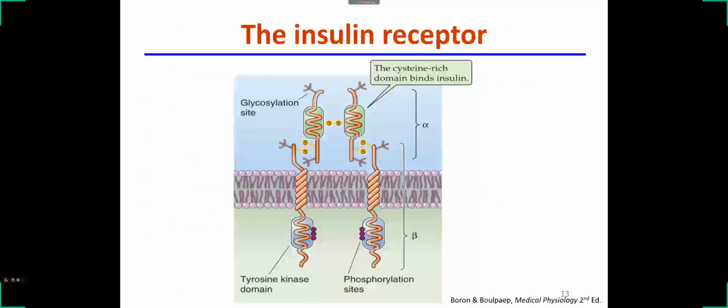As a reminder, the insulin receptor is a tyrosine kinase receptor. It has 4 chains, 2 alpha chains and 2 beta chains. Insulin binds on these cysteine-rich domains. You then get cross-phosphorylation and recruitment of signaling molecules on the inside, which then propagate the signal across the cell, which then drives all the effects that we've discussed and talked about.